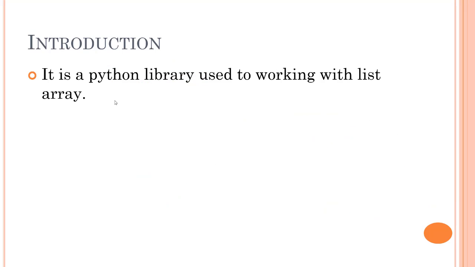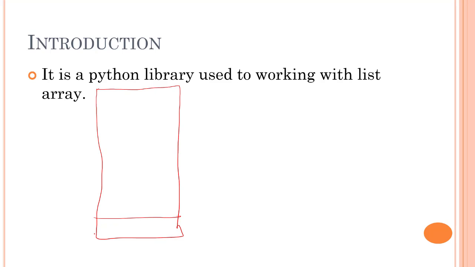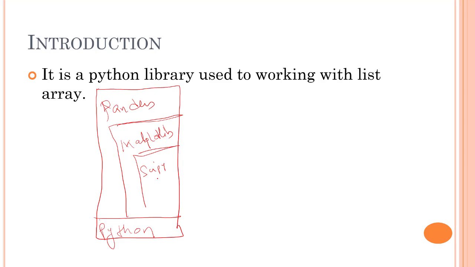So it is also a replacement for MATLAB. Let's see how it is a replacement for MATLAB. Suppose this is one memory, or Python memory. Inside this, there are other libraries. For now, please concentrate on the NumPy library. Different libraries like pandas, then you have matplotlib, then you have SciPy. At last, we have NumPy. So it will also be a replacement for the memory of your MATLAB.